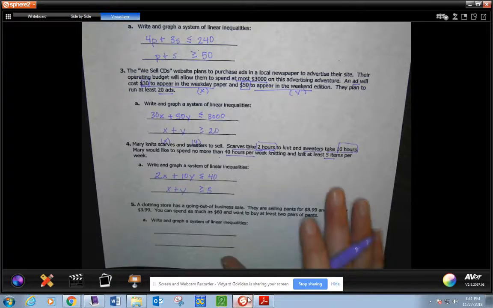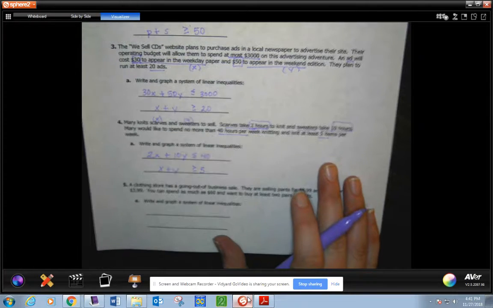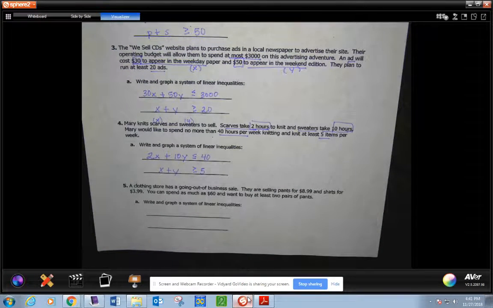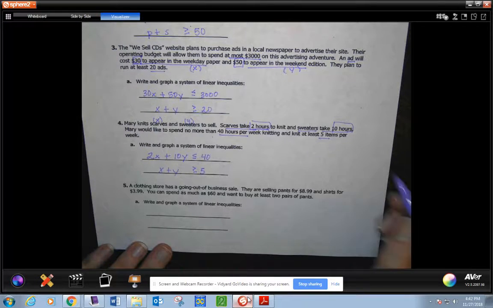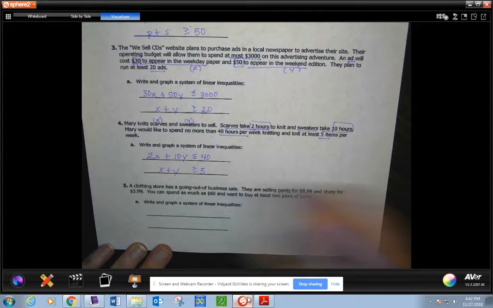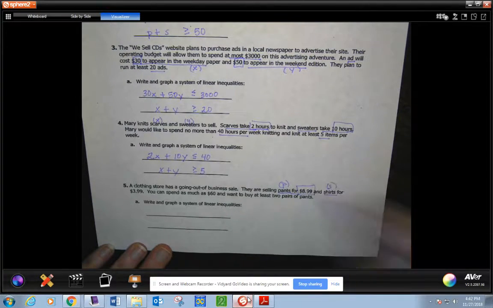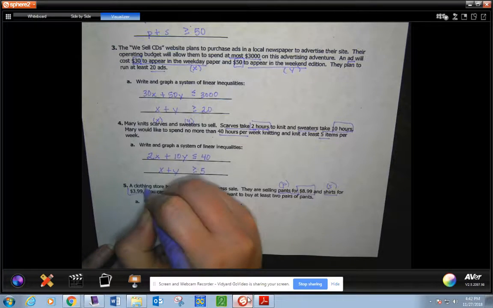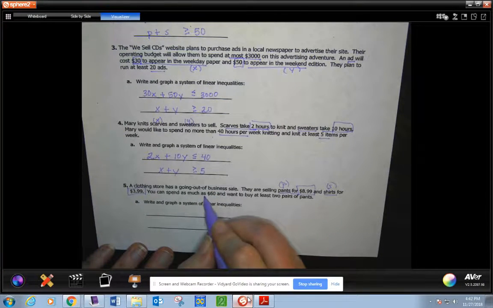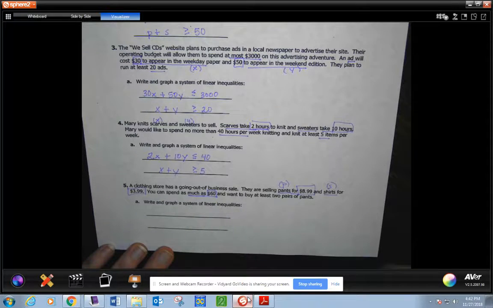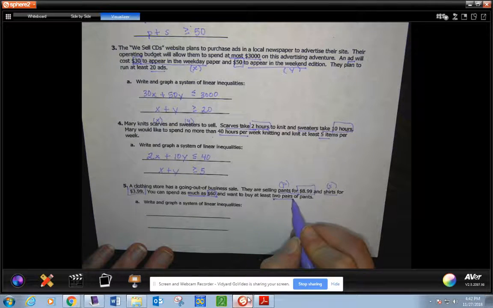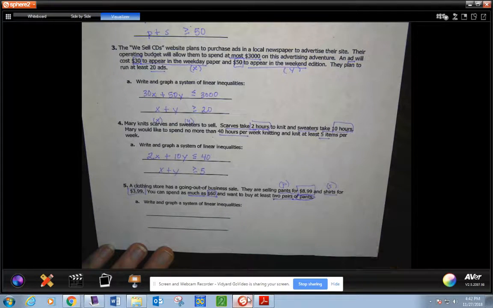Last example, and then you're going to try some on your own. Okay, a clothing store has a going out of business sale. They are selling pants for $8.99 and shirts for $3.99. Okay, we're talking about pants and shirts. So P and S. Pants are $8.99 and shirts are $3.99. I can spend as much as $60 and I want to buy at least 2 pairs of pants.